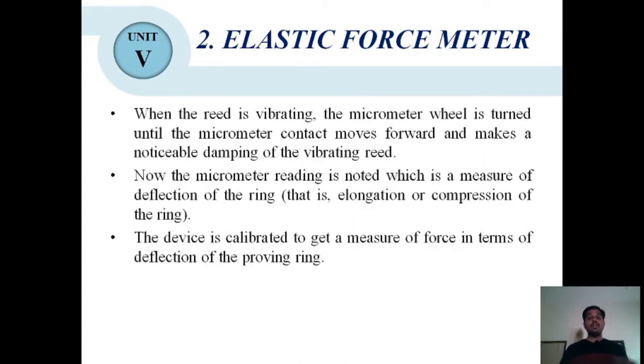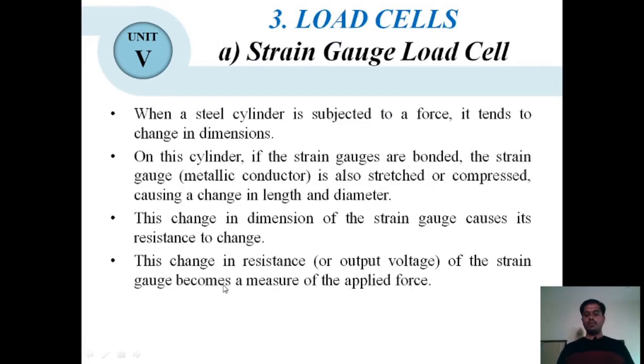The micrometer wheel is turned until the micrometer contact moves forward and makes a noticeable damping of the vibrating reed. Okay, now the micrometer reading is noted, which is the measure of deflection of the ring. The device is calibrated to get the measure of force in terms of the deflection of the proving ring. So we will see the experiment that was done on your proving ring. We will try to see the video of the proving ring.